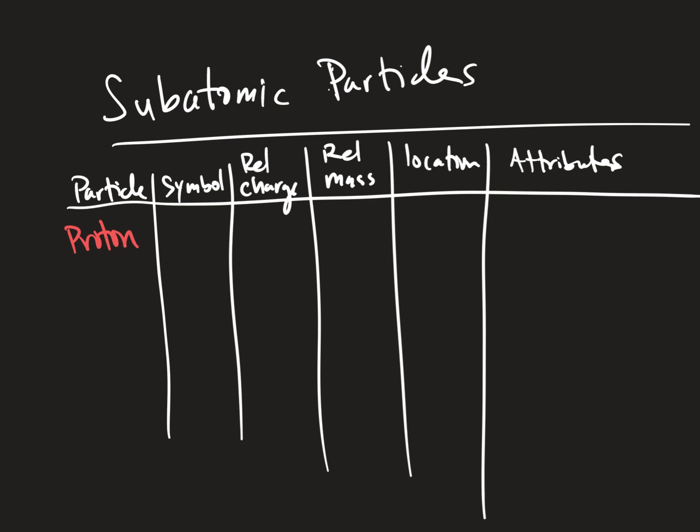Okay, what's the symbol of a proton? Symbol for proton is P with a positive, kind of like the exponent, right? And the relative charge is what? It's like the actual charge of a proton is 1.602 times 10 to the negative 19.